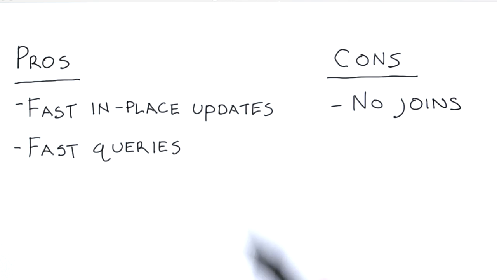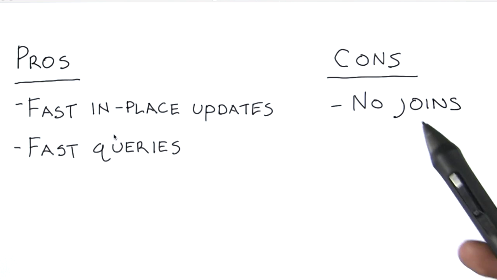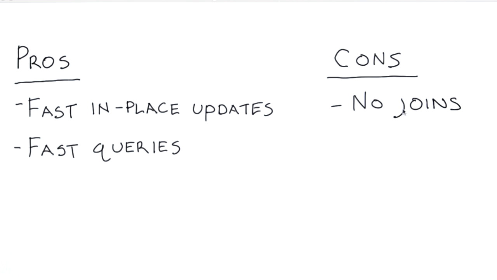MongoDB can update documents in place very quickly as long as the document size doesn't change too much, and MongoDB is optimized for fast queries on individual documents. However, MongoDB has no notion of joins. There is no way to reliably merge data from different collections like you would with joins in SQL databases.